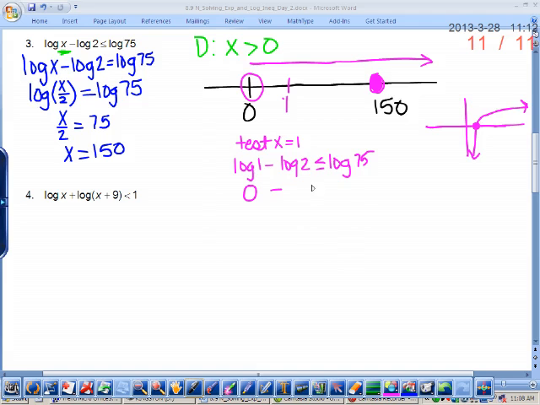Okay? So we have 0 minus some positive number has to be less than or equal to log of 75. What can you tell me of log of 75? It's a positive number between what two values? Between 1 and 2. Because log base 10 of 10 is 1, and log base 10 of 100 is 2. So it's somewhere between 1 and 2. So you're going to have to use your reasoning skills about what you know about your log graphs in these problems.